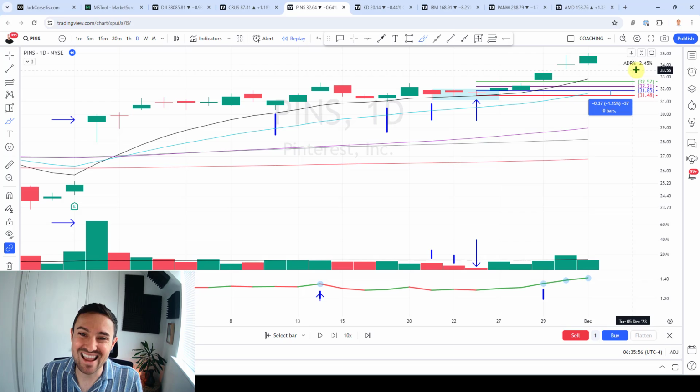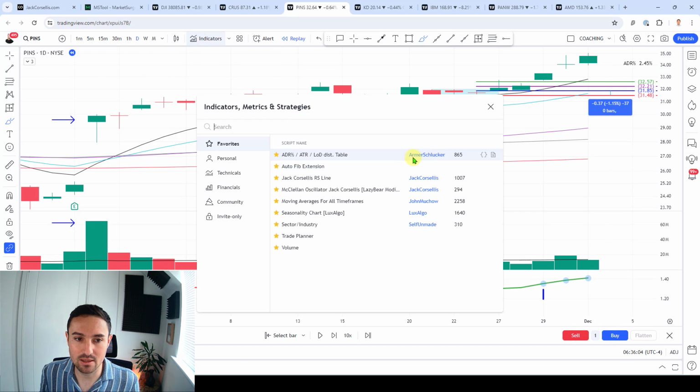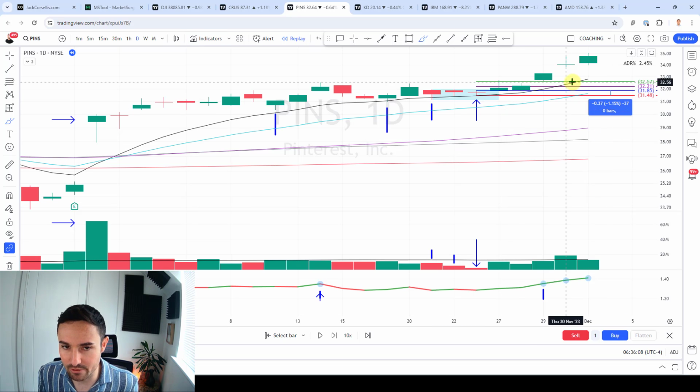So this is the ADR percentage. This is important, okay? You're not going to find this in Mark's book, but I find this very, very useful in my own trading. The ADR percentage I use, if you go on TradingView, is this one here by Arma. Never met the guy, but I like the indicator. So this one here, right?